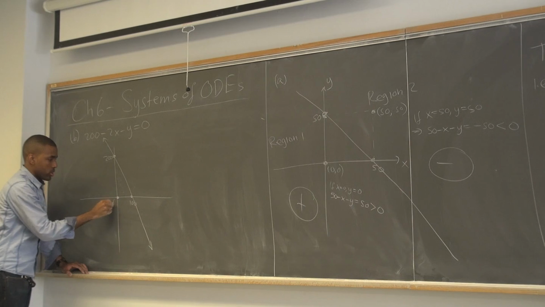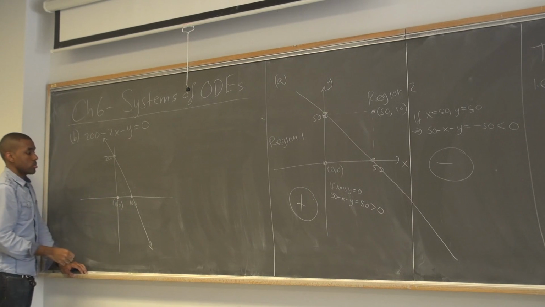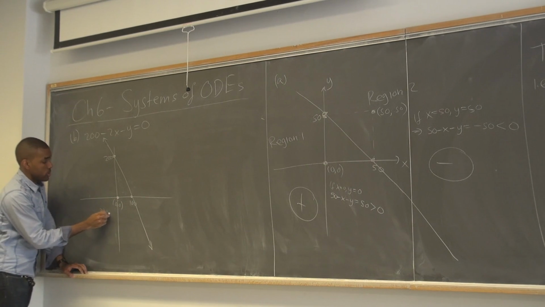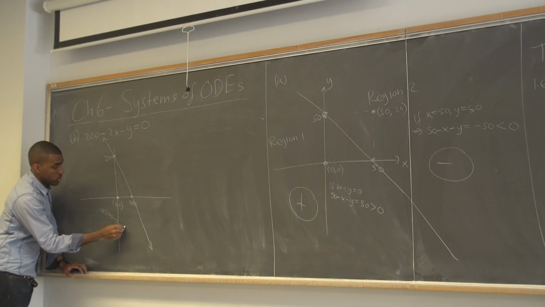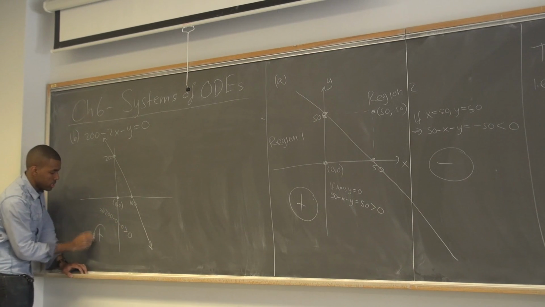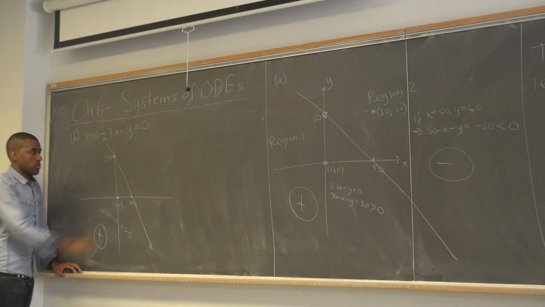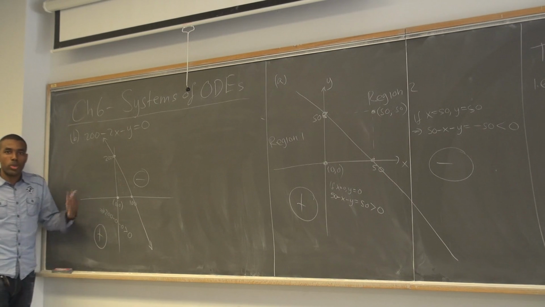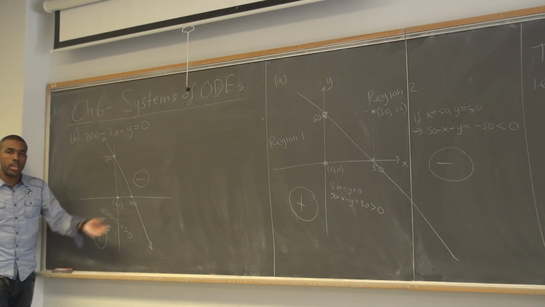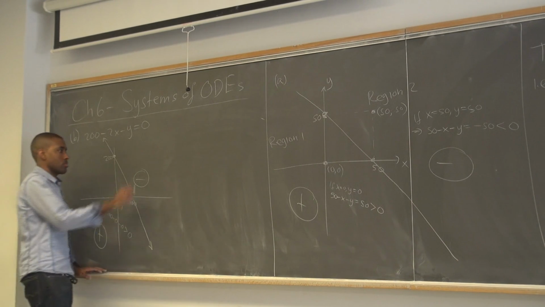Put a random point over here, this is (0, 0). This means I have 200 minus 0 minus 0, which is positive, so over here there's a plus sign. What's the sign over there? You automatically know it's a minus sign. Don't even waste your time computing. Once you jump over this line, it's going to switch.